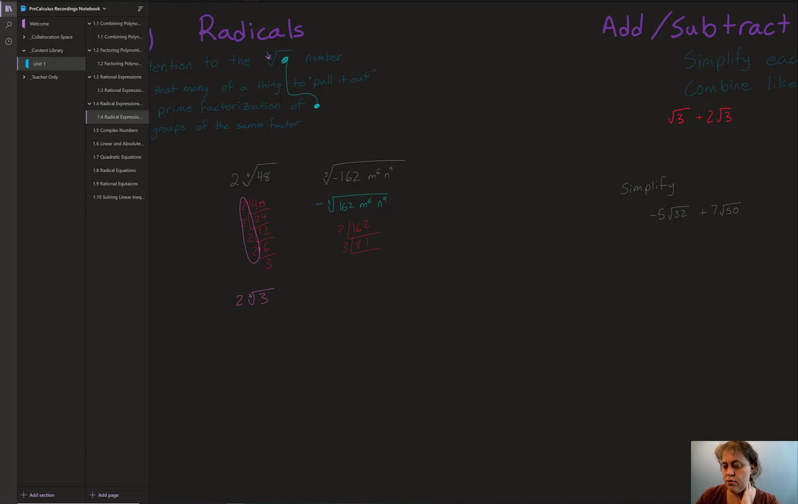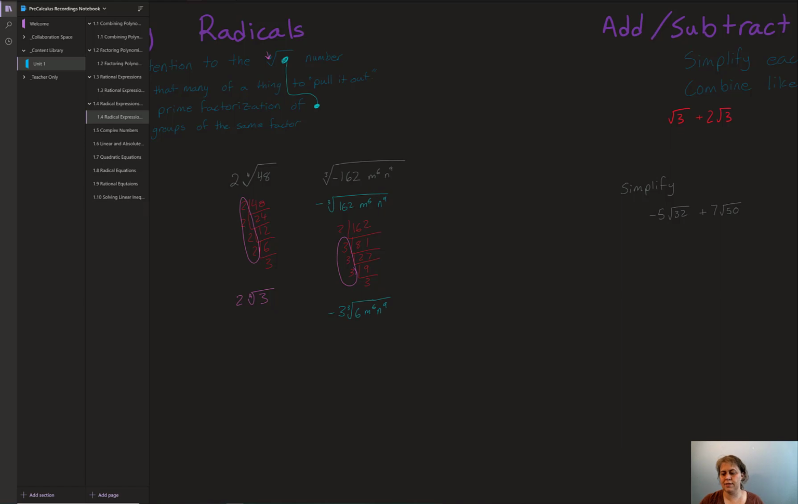81 is a 3, or technically a 9, but 9 times 9, 9s are made up of 3s, so I'm going to pull out 3s, because I want the prime factorization. And we do have a group of 3 3s. And so that means right now I can pull out a -3 out of my cube root. I'm left with 2 times 3, which is 6, m to the 6, n to the 9.